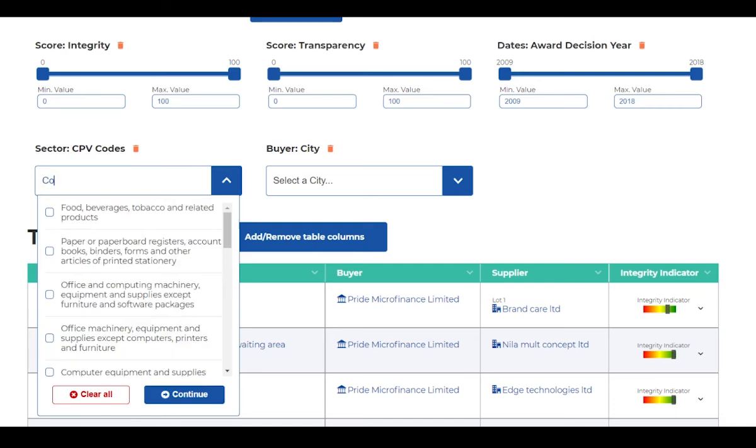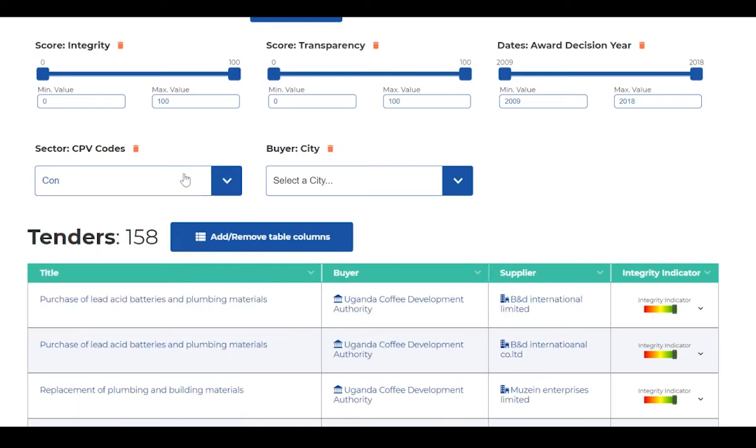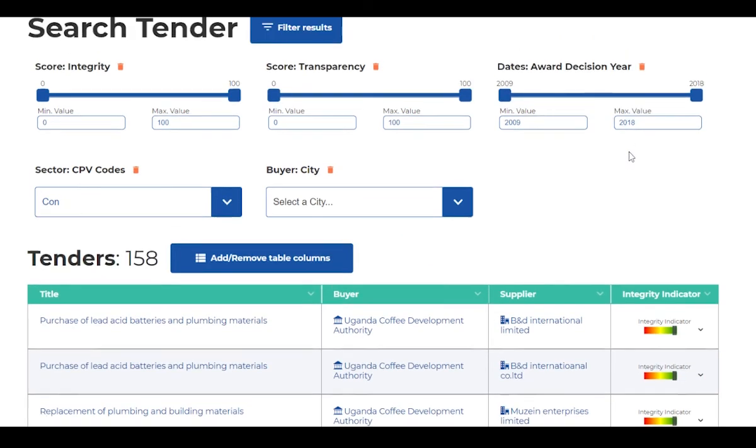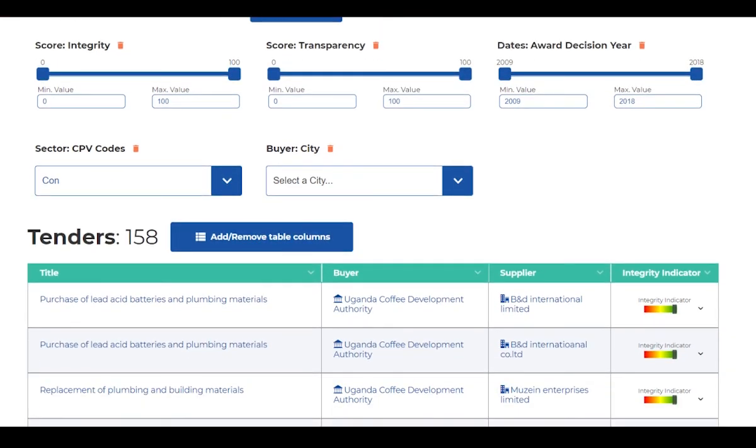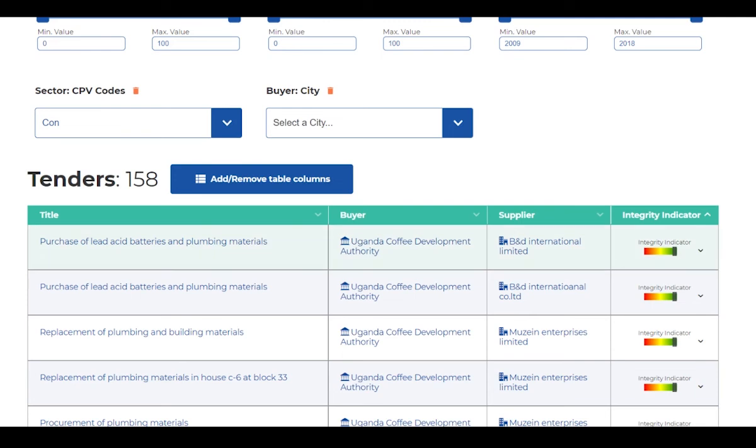on the Tender tab, you can filter for those two characteristics. And then you can dig deeper by sorting them according to their integrity score by clicking on the Integrity Indicator button on the table. And if you click on an individual tender, you can see much more information about it.